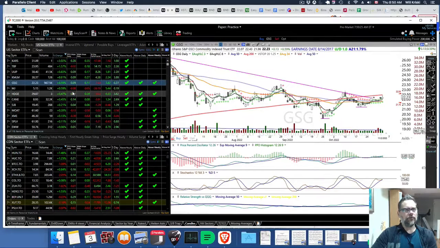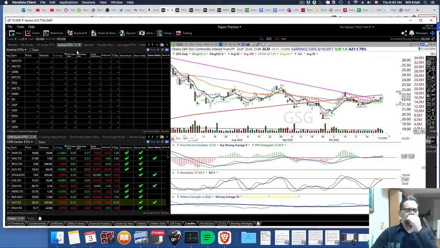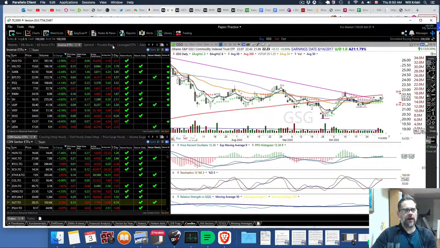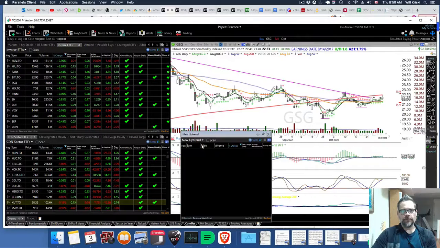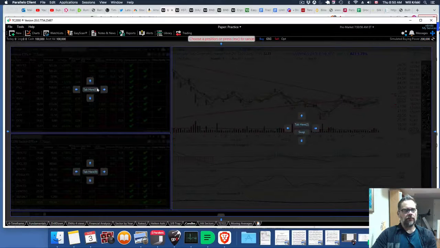So what I'll do, I'll go to the inverse ETF tab. In TC2000, I can do all these tabs, and each one of these is a watch list. So if I go to watch list here, and personal, I've got a whole bunch of watch lists. If I want to put one of these watch lists on a tab, I can click on it just to see it. Let's just pick new uptrend. I already have that on there, but there's nothing in there. But then you click this little icon here, and you can move it and put it on a tab.